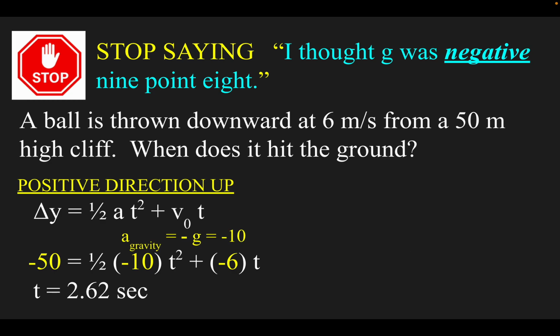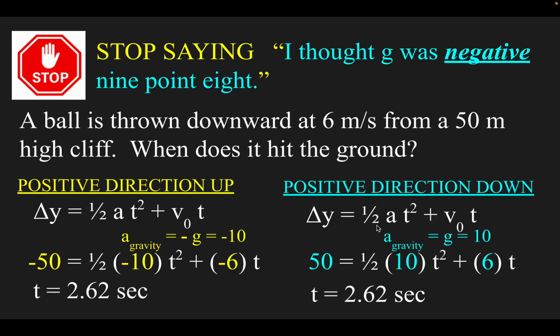Now we could have worked the same problem by choosing the positive direction down, and we could have used the same kinematic equation. The only difference is that the acceleration due to gravity, being in the downward direction, which is now positive, would just be equal to g, or 10, or again 9.8 if you must. The only things that would really change are the signs. Delta y would be positive 50 because the final position would be more positive than the initial position. The acceleration due to gravity would be positive 10, or just g, and the initial velocity would be positive because we threw it downward. You'll get the same answer.